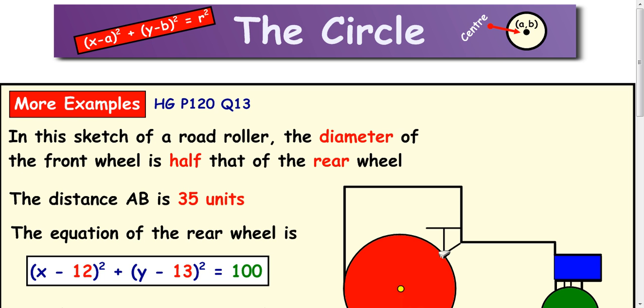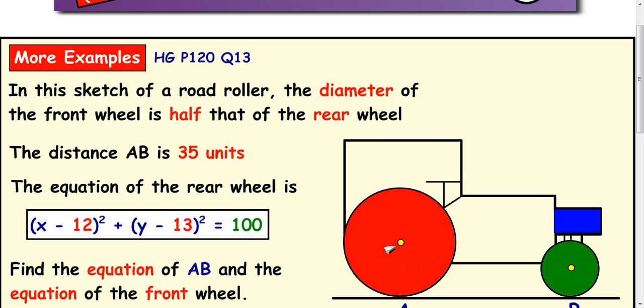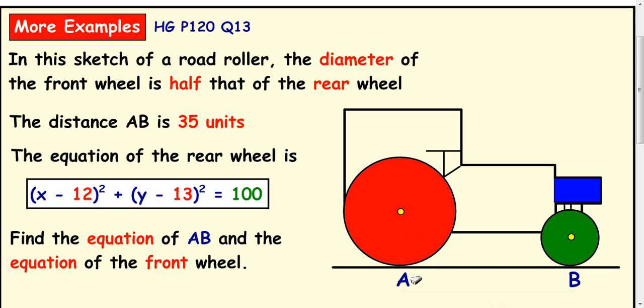Okay, let's look at one more example here. In this sketch over here of a road roller, the diameter of the front wheel is half that of the rear wheel. The distance AB is 35 units, and we're told the equation of the rear wheel, this big red one, is (x − 12)² + (y − 13)² = 100. So find the equation of AB and the equation of the front wheel.